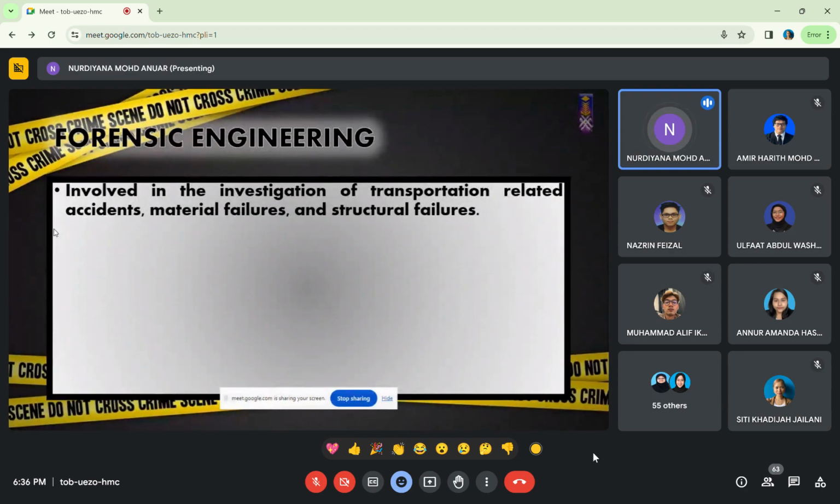Okay, forensic engineering. Okay, for this one, yang melibatkan investigation of transportation accident, material failure, and also structural failure. Contohlah jambatan ni baru je bina. Tak sampai 5 tahun, sampai 10 tahun baru what happens. Is it because of maybe ada retak, that's the reason why it's collapsed, ataupun maybe the material you use to build this bridge actually not good quality.